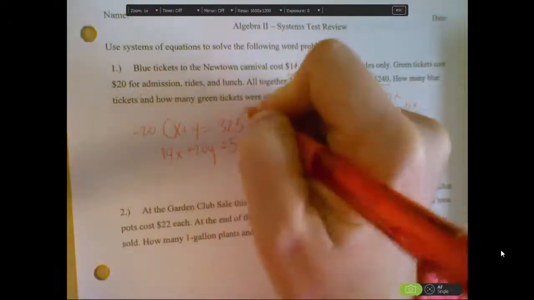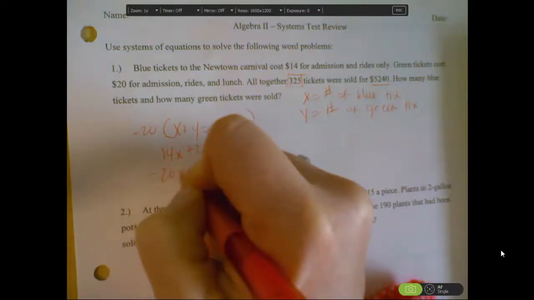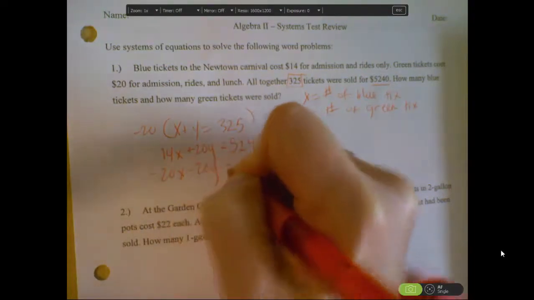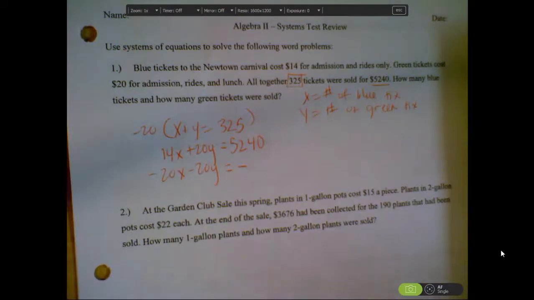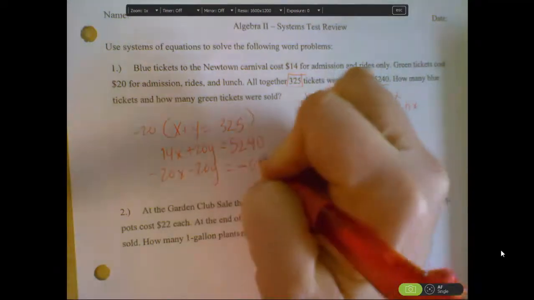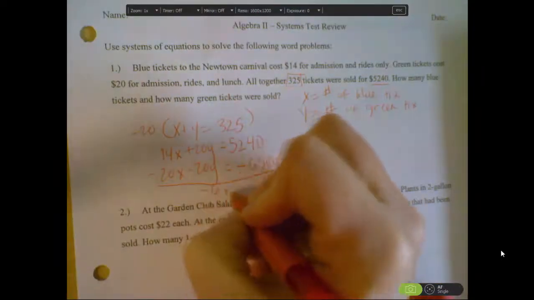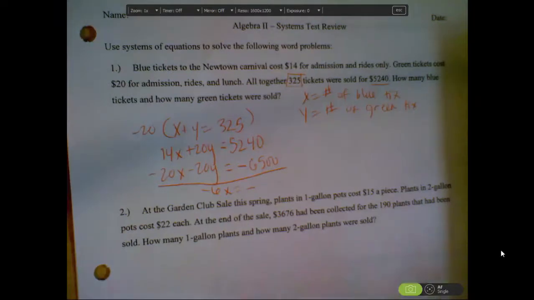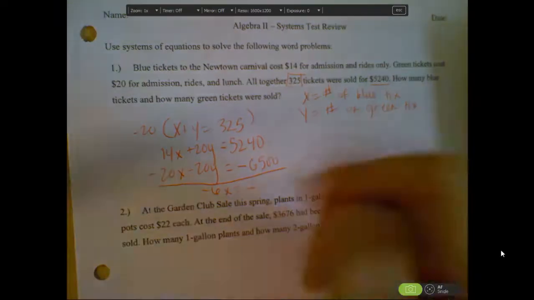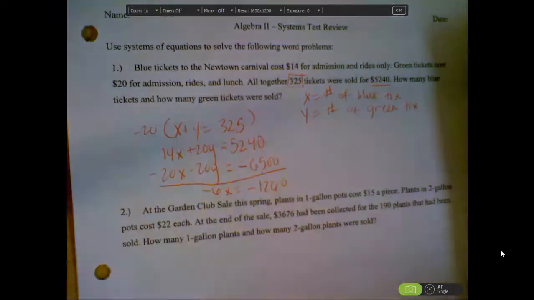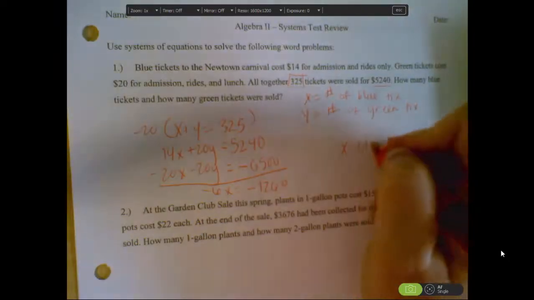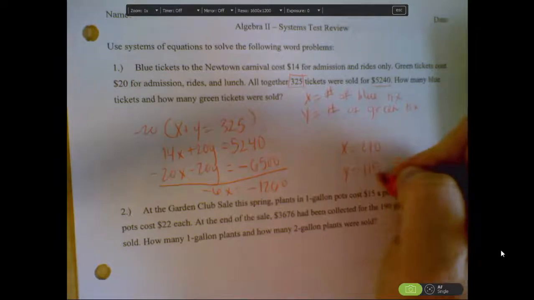I would multiply, I guess I will solve it. I'm going to multiply the top by negative 20 to make the y's go away. Negative 6,500. So when I add these, I get negative 6x equals negative 1260. So x equals 210, y equals 115.